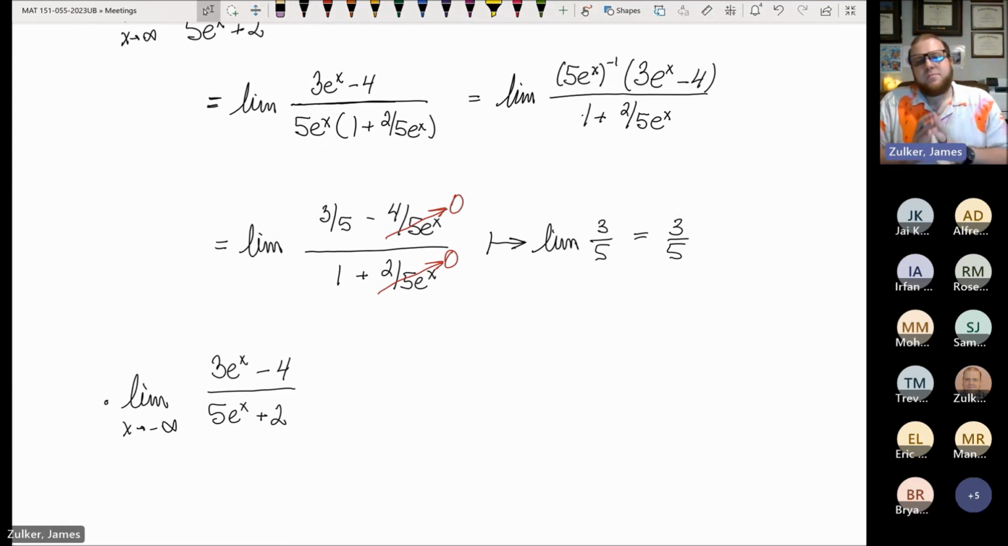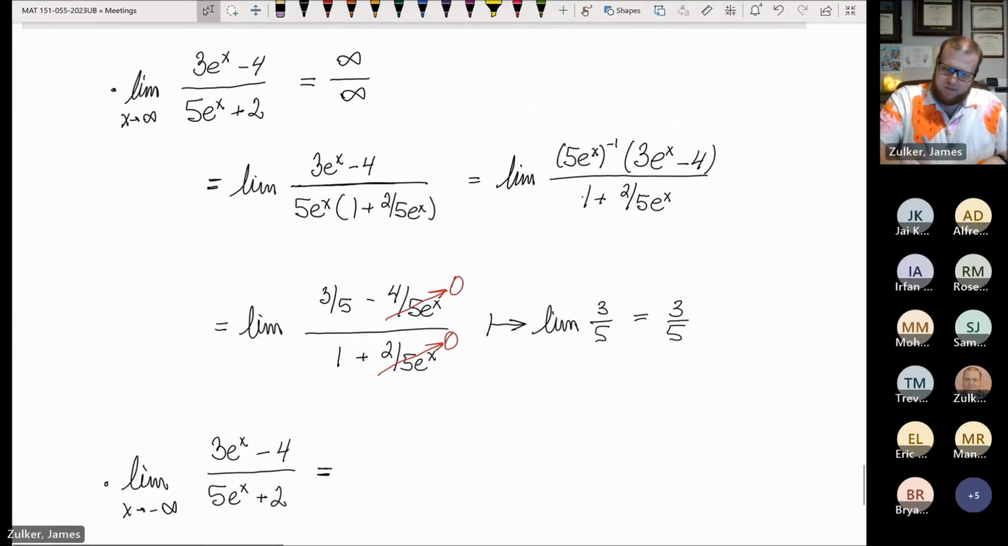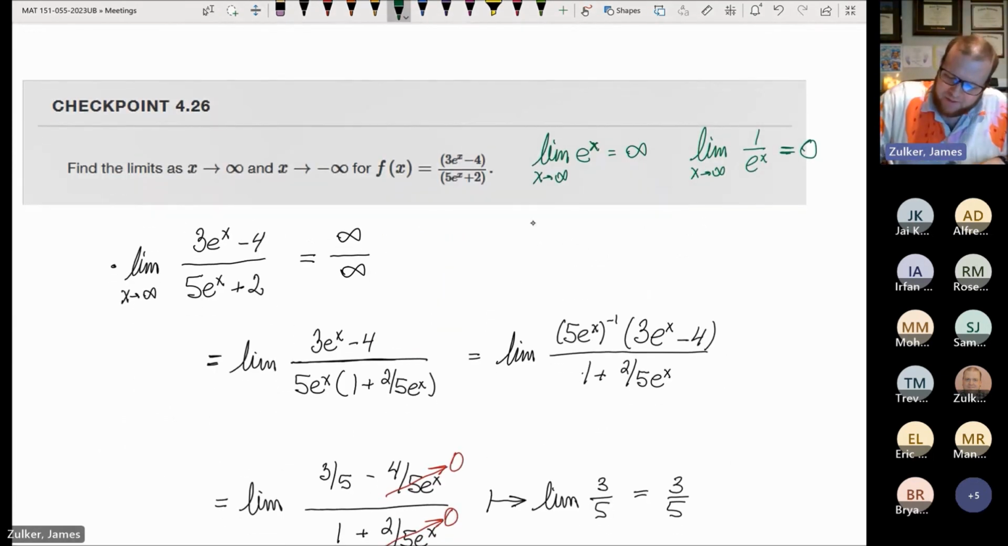All right. Now, same function, except we're going to let x go to negative infinity. Well, again, try direct substitution first, and again, I use that in air quotes. Well, let's examine what happens to e to the x if x goes to negative infinity.